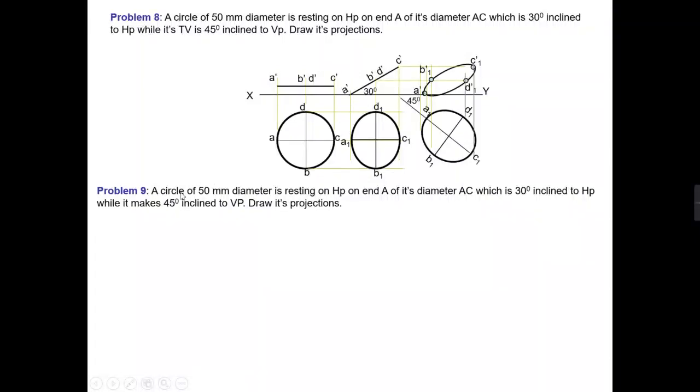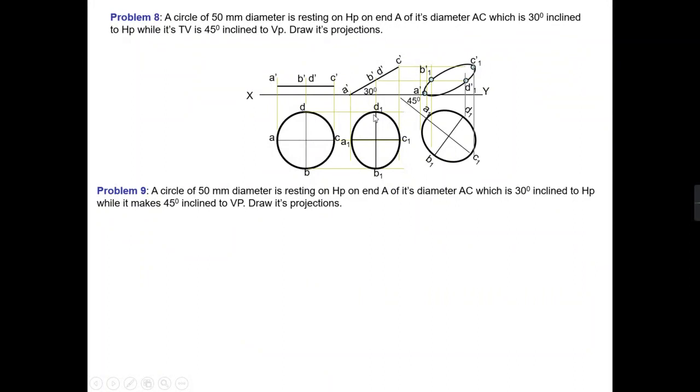So it is the next question. The circle of 50 mm diameter is resting on the HP on end A of its diameter AC, which is 30 degrees inclined to the HP, while it makes 45 degrees inclined to the vertical plane. Draw its projection. You can see here the question is the same as the previous one. The only difference is that in the previous problem it was asked that the top view is inclined at 45 degrees, but here it is asked to make the projection when the circle is inclined at 45 degrees with the vertical plane.